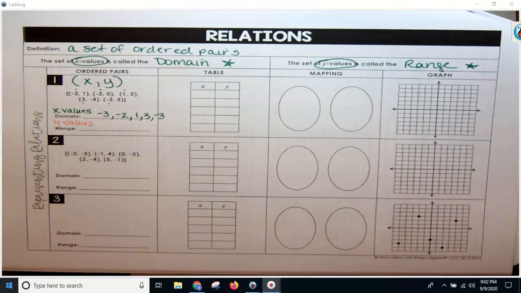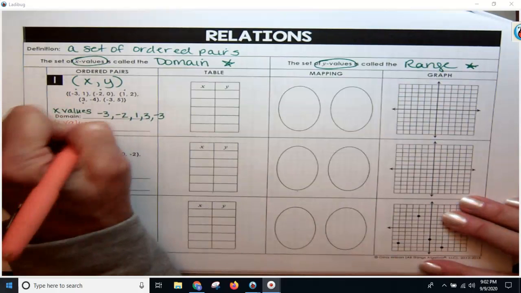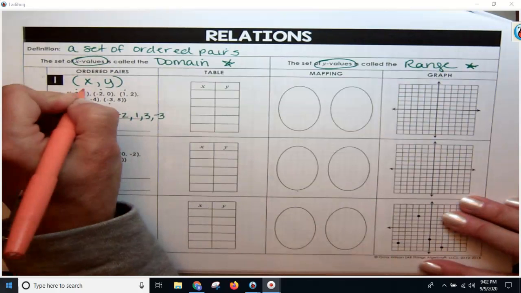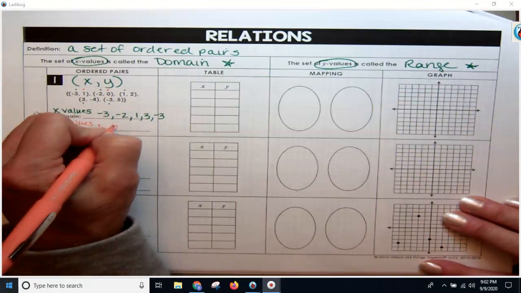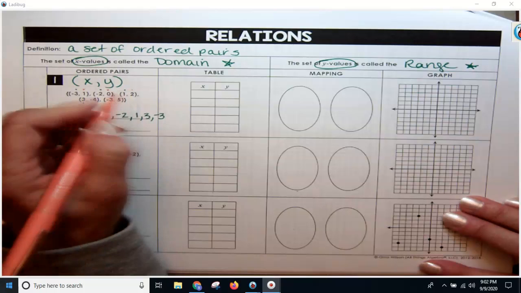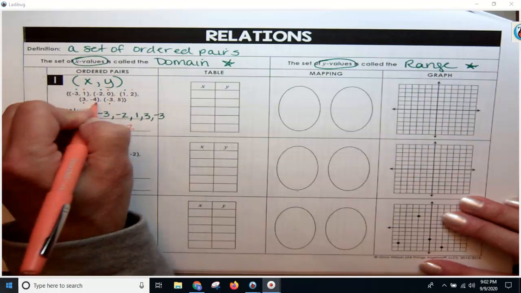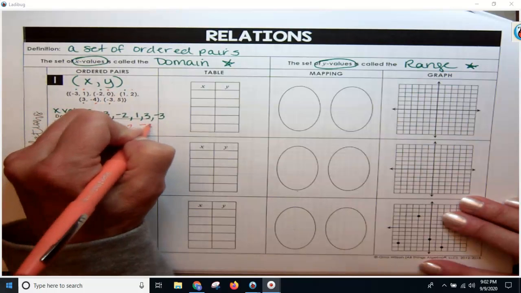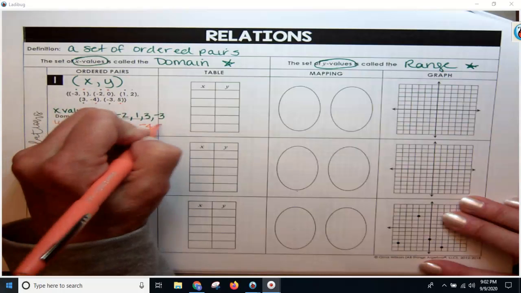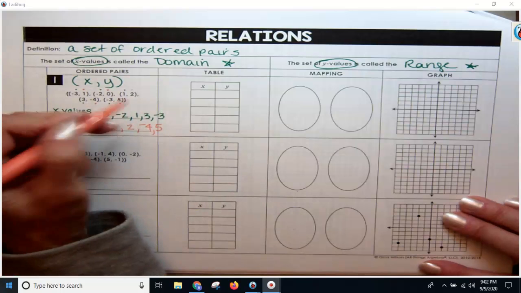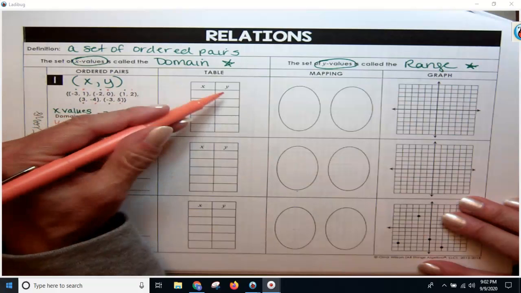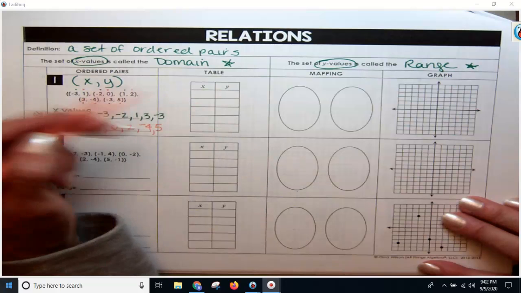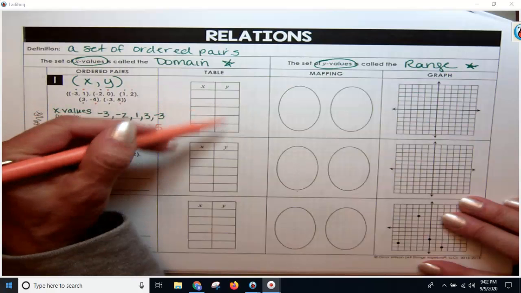All right, and the range are the y values. So I'm just going to look at the y values here. That's going to be 1 right here, 0. I actually write 0. 0 is a number. Then 2, -4, and 5. All right. Now, if I was going to translate this into a table, I would just put the x values, which are associated with the y values. So you can't just put random x values and random y values.